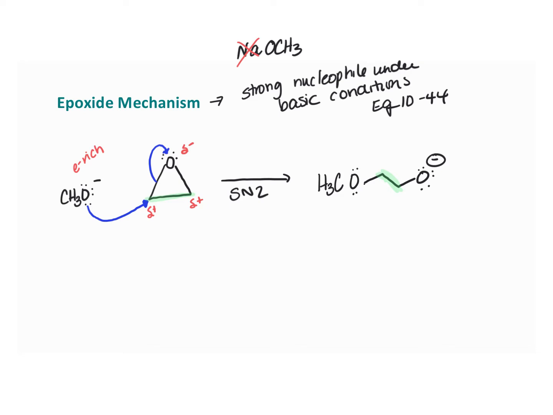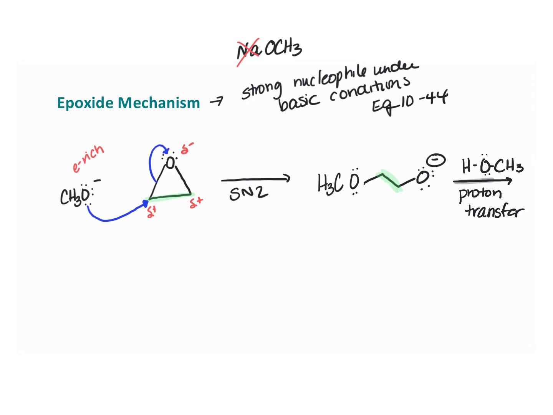Now, very quickly, because we have a negative charge here, this is in a basic environment, so it can undergo an acid-base reaction very quickly. It's going to go through a proton transfer. It'd be helpful if I went back to that. So we're going to have a proton transfer where the conjugate acid of the base that we used comes back in.